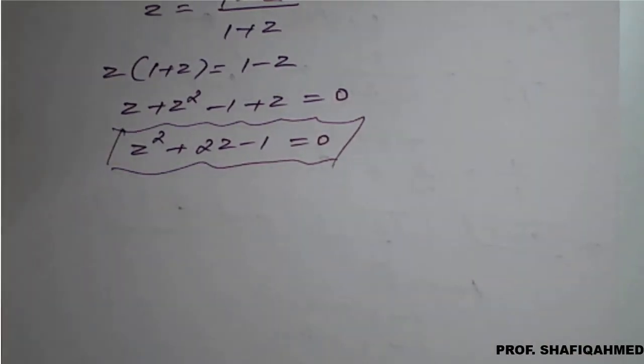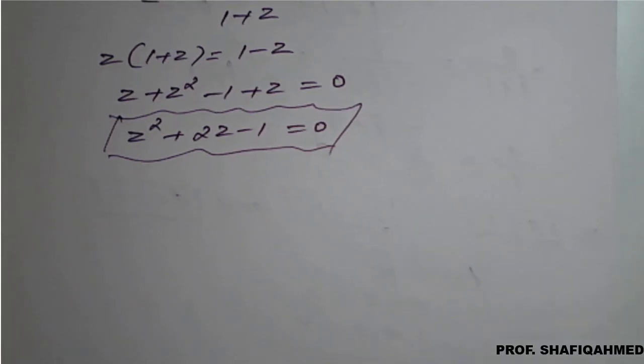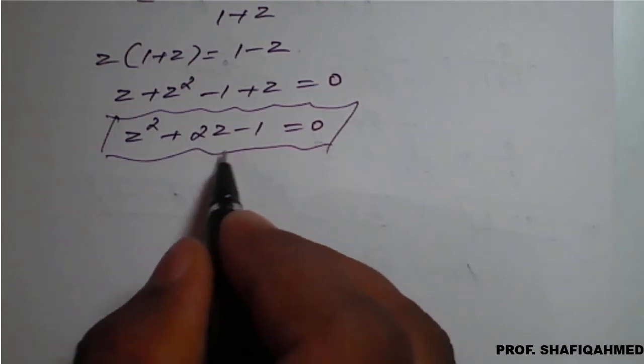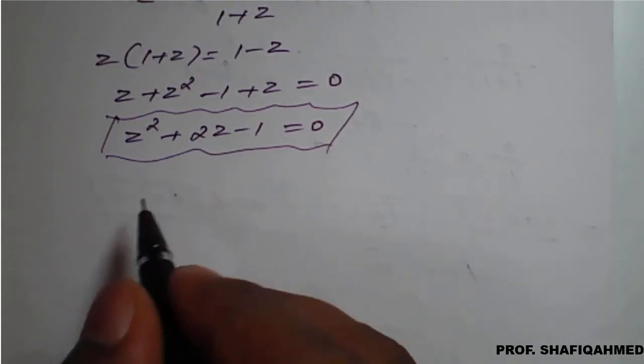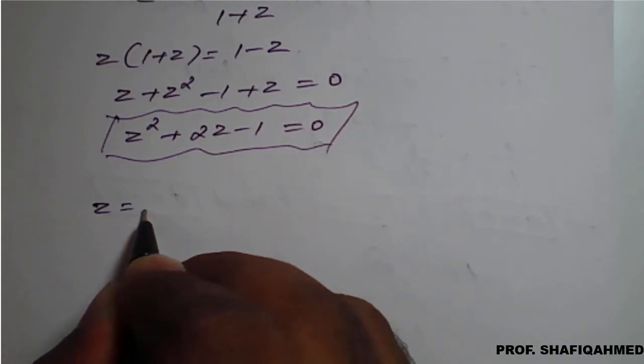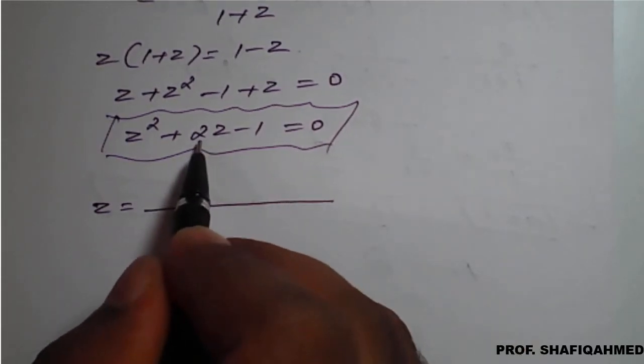To get the value of Z, we'll apply the quadratic rule. I will show the manual result, or else you can go for the calculator also. This is a quadratic equation which is not going to be simplified directly, so I will use the formula method. So Z is equal to, here B value is 2.